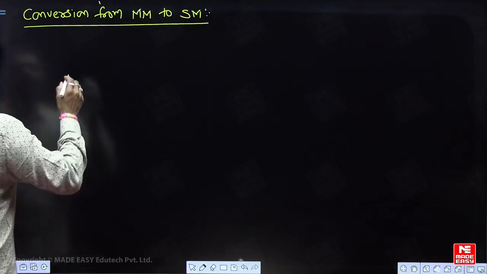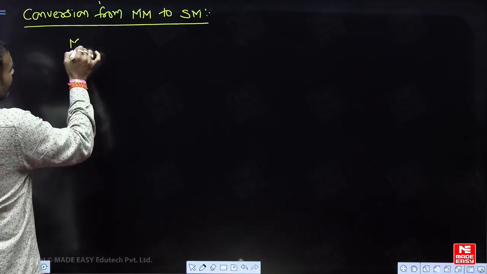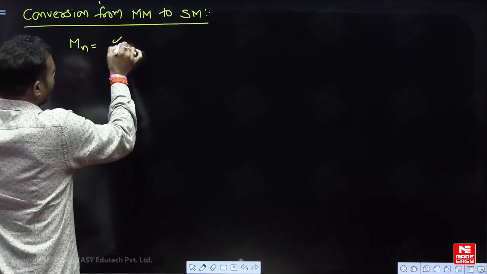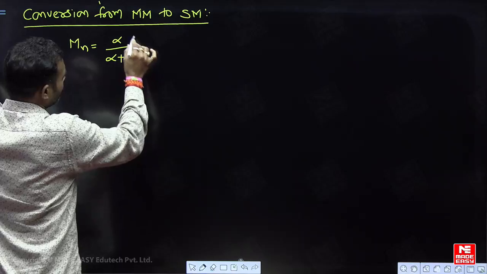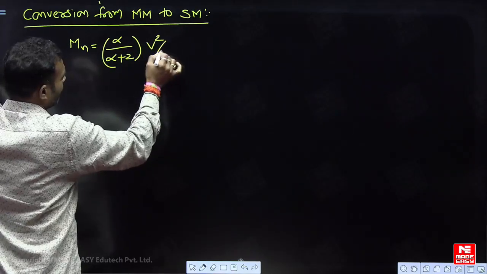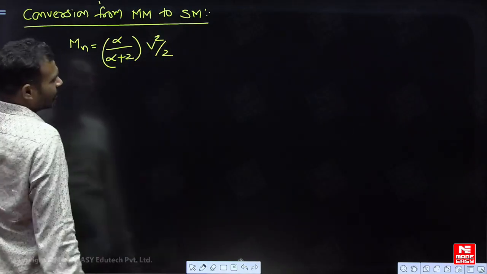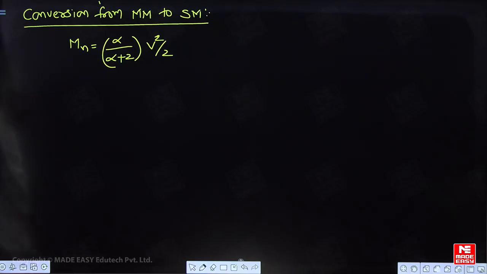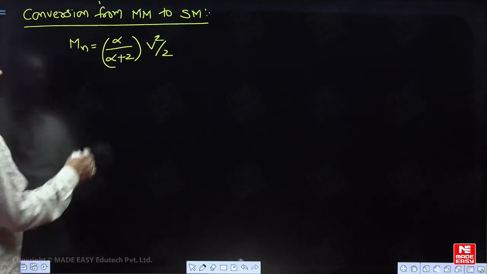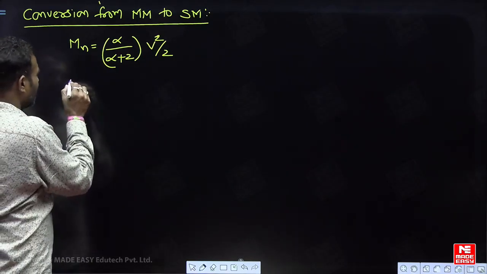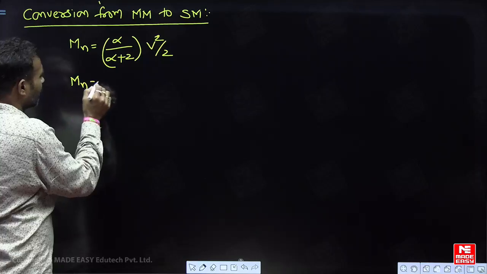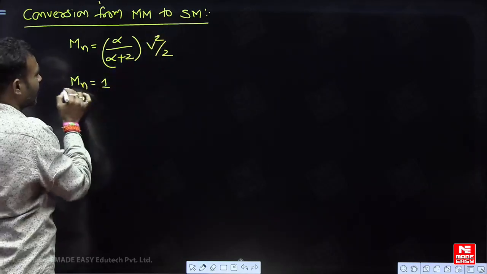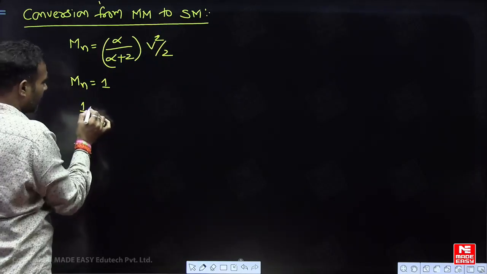Now just listen carefully. The number of modes, Mn, is equal to alpha divided by alpha plus 2, into V square by 2. It's called V square by 2. Please observe carefully, all of you. I am taking this to the other side. So we are taking Mn equal to 1, because single mode means the number of modes is equal to 1. I am putting M equal to 1.